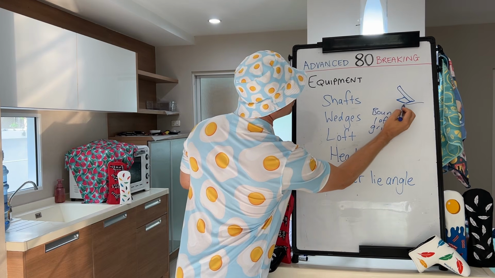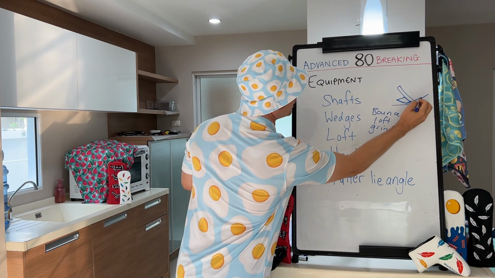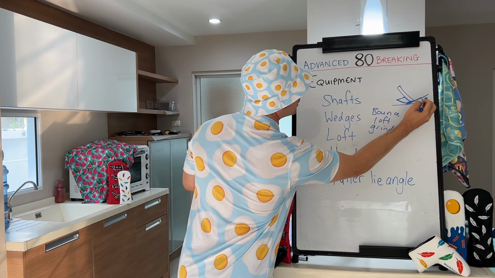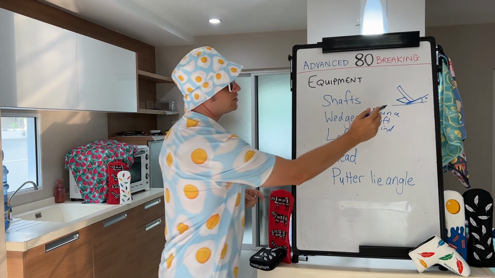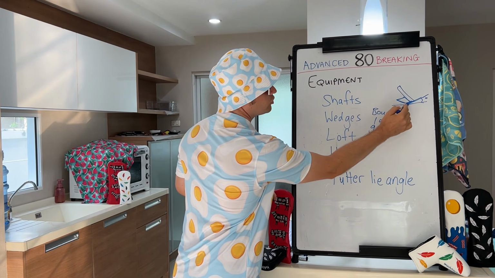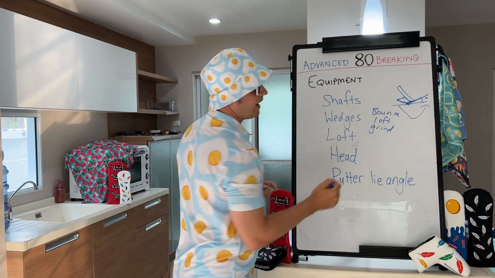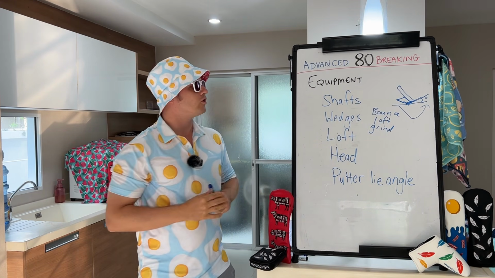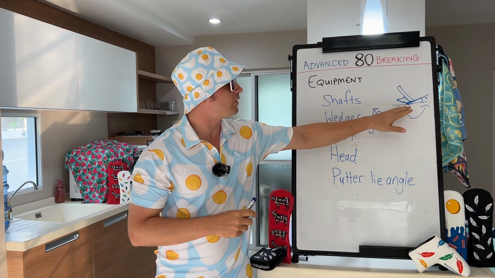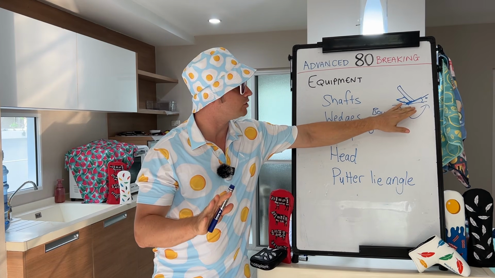Now the angle between the ground and the leading edge is the bounce. Now you can imagine if you hit the bottom of the firm turf with this bounce here, it's going to bounce off the turf and it's going to blade your ball a lot. So if you've got high bounce wedges on firm turf, you're at a disadvantage.